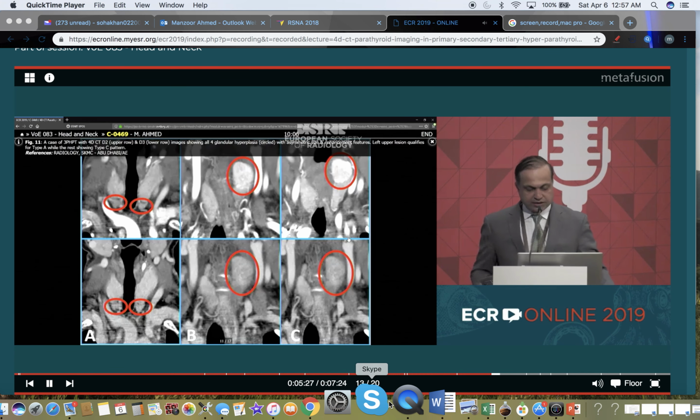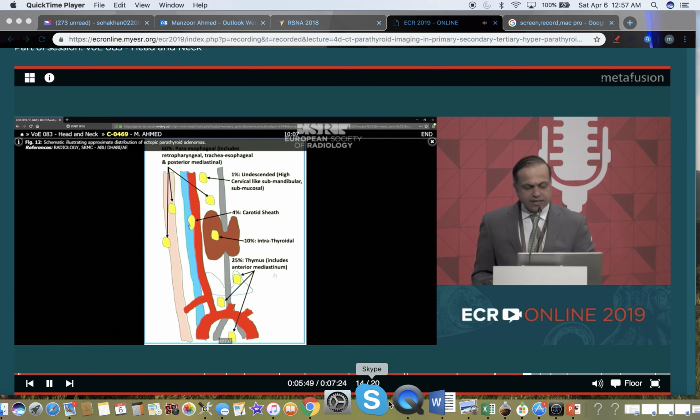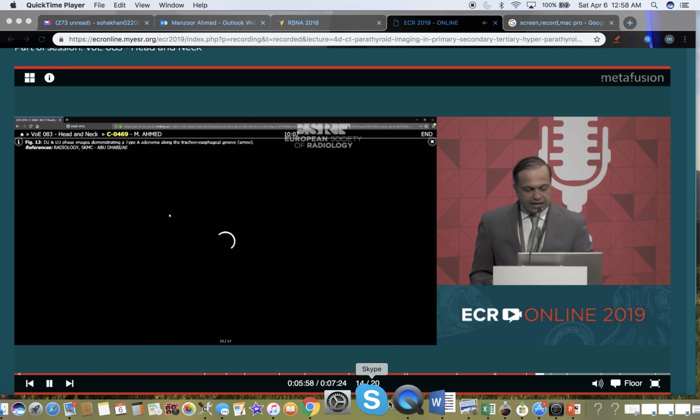So let me show you some examples. This is a multiglandular disease. 1, 2, 3, and 4. 4 hyperfunctioning glands. On imaging, you cannot tell the difference whether it's adenoma or hyperplasia, but this is typical for secondary or tertiary. All the glands are hypertrophic and hyperplastic, or they can be hyperplasia or adenomas. Then these are the different locations. So the other glandular disease is ectopic glandular disease, and these are the different locations of the ectopic glandular disease.